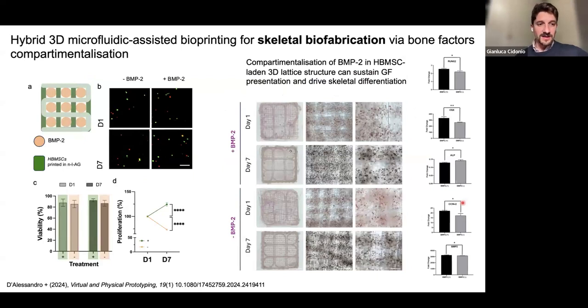And lastly, my last slide is about harnessing this system for bone modeling. So, for example, we printed human bone marrow stromal cells from primary cells from patients. We localized the BMP2 around the macroporosity with the microfluidic chip, and we found not much of a difference in viability, but quite a substantial and significant difference in proliferation.